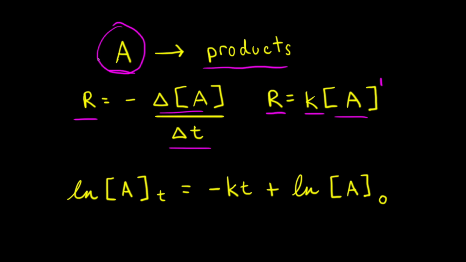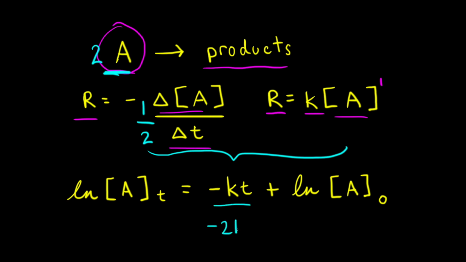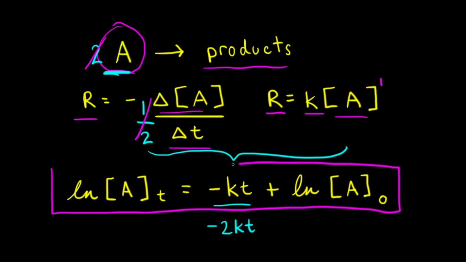If our balanced equation had a 2 as a coefficient in front of our reactant, we would have had to include a 1/2 as a stoichiometric coefficient. And when we set our two rates equal to each other and go through the calculus, instead of getting negative kt, we would have gotten negative 2kt. However, for our reaction, we don't have a coefficient of 2, we have a coefficient of 1, and therefore we can use this form of the integrated rate law.